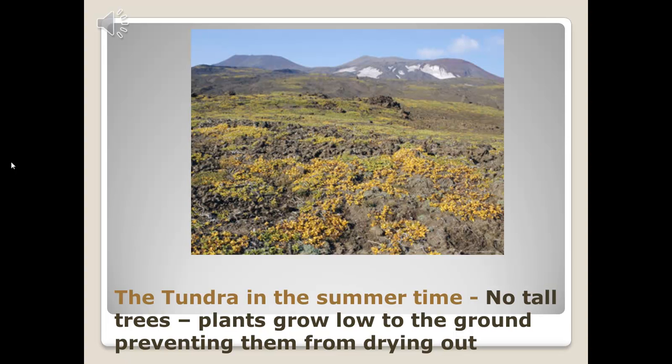Take a look at this photograph of the tundra in the summertime. On your data table, it asks that you list 2 to 3 plants and how they have adapted to live in this biome. You may note that there are no tall trees in the tundra. Plants here grow low to the ground, which prevents them from drying out during the summer and spring and fall.